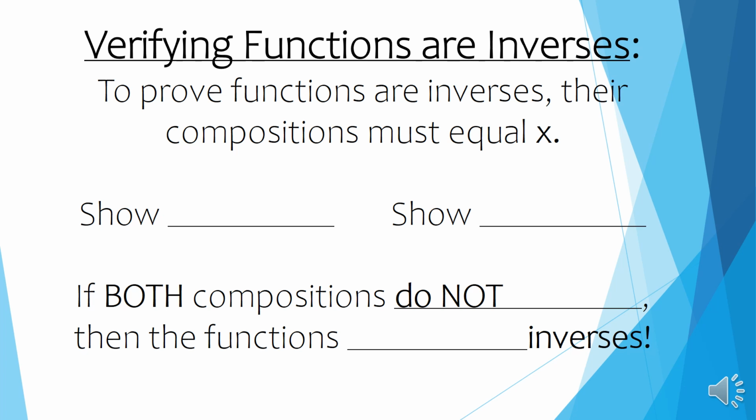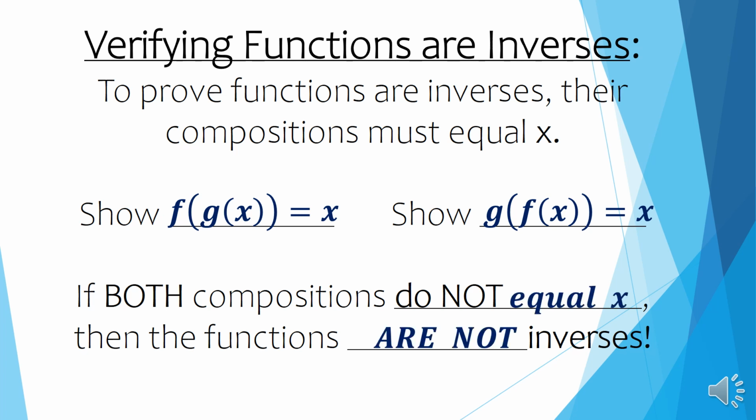All right, to verify that we have inverses, we need to prove the functions are inverses by using their compositions. And that means that we are going to show that f of g of x equals x and show that g of f of x equals x. So what we're going to do is complete both compositions, and they both have to equal x. If they do not, then the functions are not inverses.